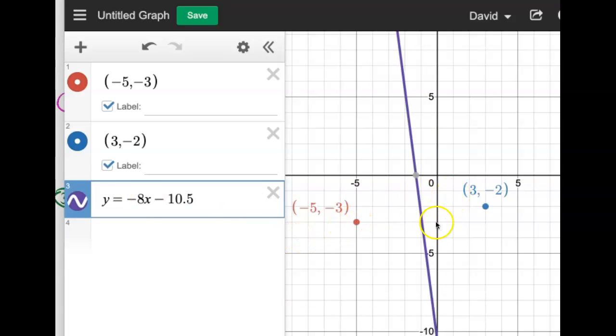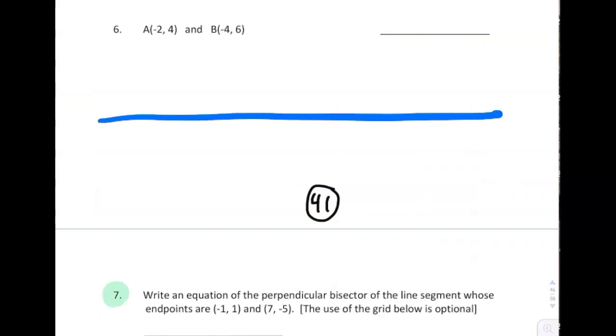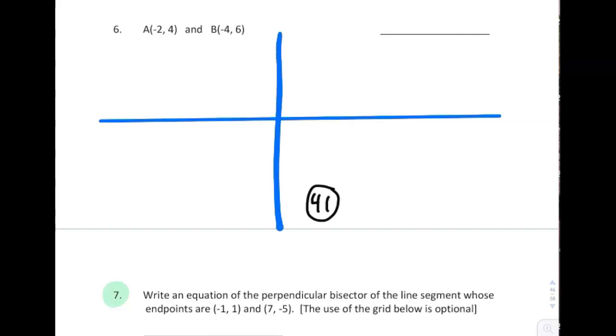And if you look at that, it does appear to be exactly in the middle of these two and be perpendicular to whatever that connector would be. Okay? So we're good. All right, now look at the next one, number 6. I'm going to break my paper into 4 steps again.